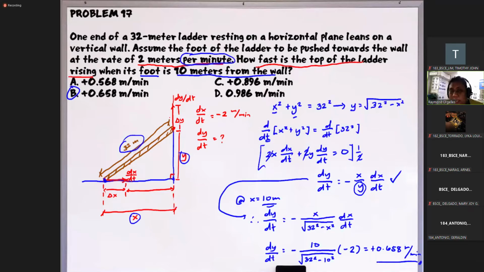Ganun din sa maxima minima, 'di ba? Hindi naman laging right triangle yung lumalabas. Pwedeng isang normal lang na triangle, tapos gagamitin niyo ng sine law and cosine law. Kung hindi niyo alam yung sine law, hindi niyo alam yung cosine law, wala din, 'di ba? Kahit na sobrang galing niyo mag-derivative or mag-integrate, pag hindi niyo alam yung pagsisimulan, yung equation na gagamitin natin, wala din. Okay? Kaya sa differential calculus, madalas yung magagamit ito yung lower math.